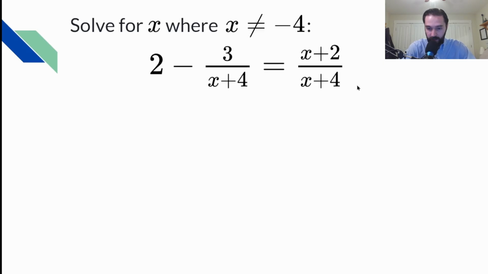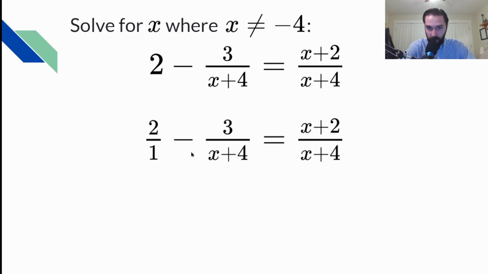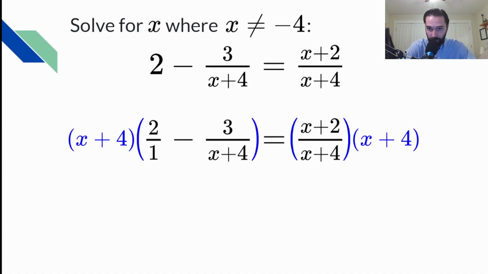So let's take this equation and rewrite it like this. Now we have all fractions here, and we just need to figure out what the LCD is. That's what we're going to multiply both sides by to clear these fractions. The LCD is x plus 4, so we're going to multiply both sides by that. On the right-hand side, we'll just have some multiplication happening, and on the left-hand side, we'll have some distribution happening. We'll use the distributive property to get rid of the parentheses.